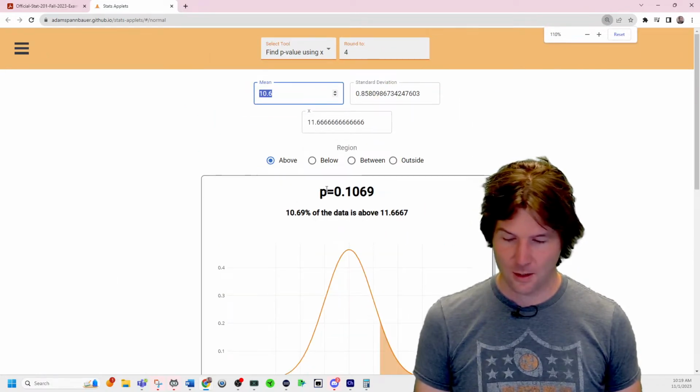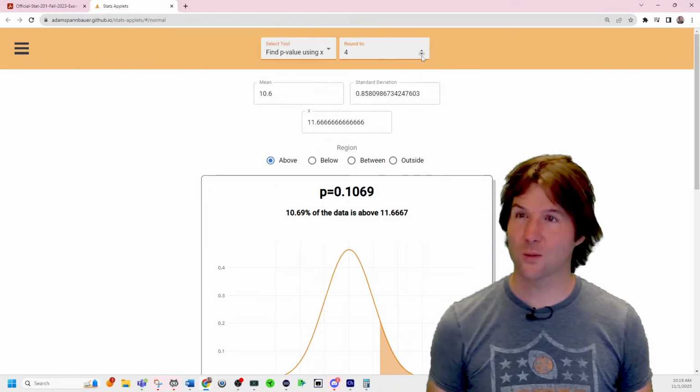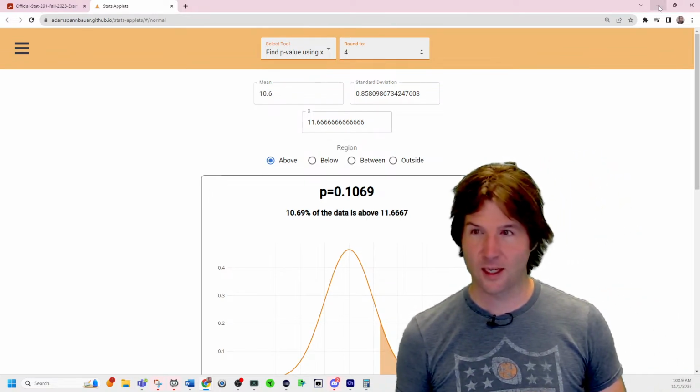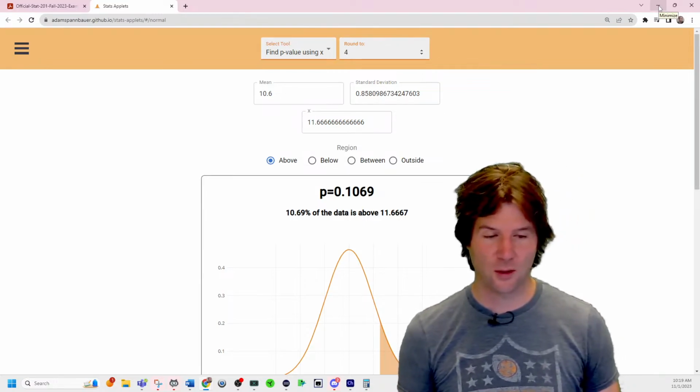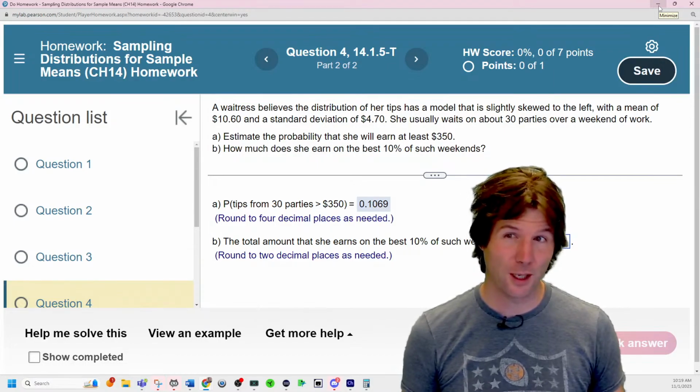Then you'll get the answer here. Make sure to round to 4 decimals. You can just click the round to 4 decimals and you will get it right that way. Tougher question right there. The next part is not so bad either, but we've got all the information we need to solve it. The next question says the amount she earns on the best 10% of weekends.